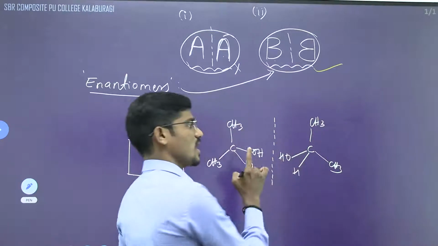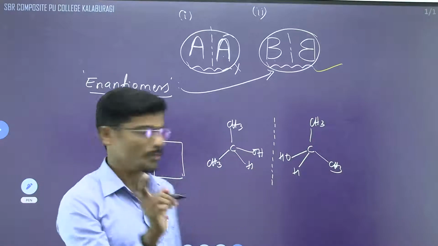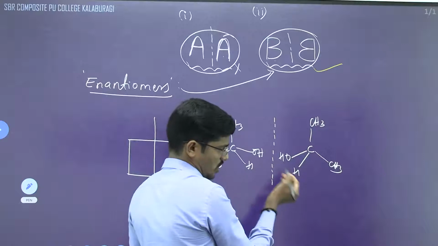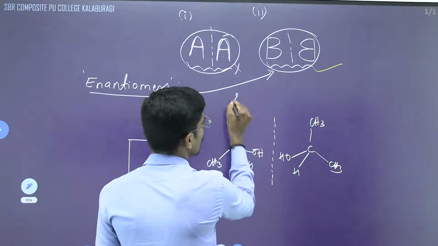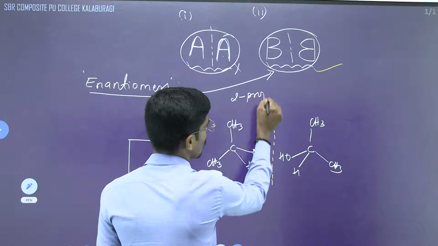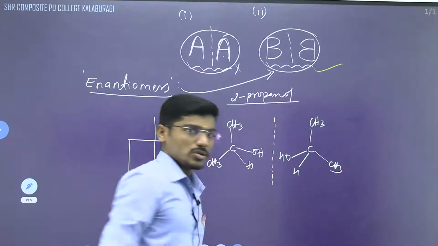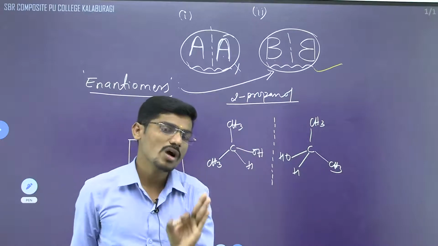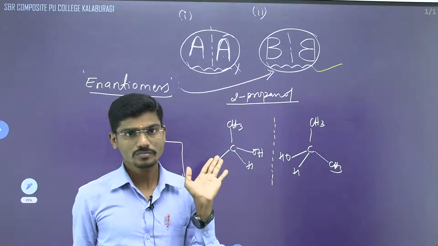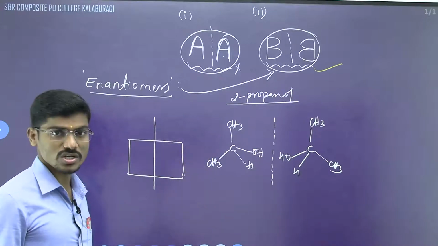Whether this is an optically active compound or optically inactive compound, can you predict? These two structures I have written here are the mirror images of 2-propanol. Is 2-propanol an optically active compound or not? Directly you can say whether it is optically active or not just by looking at the structure.